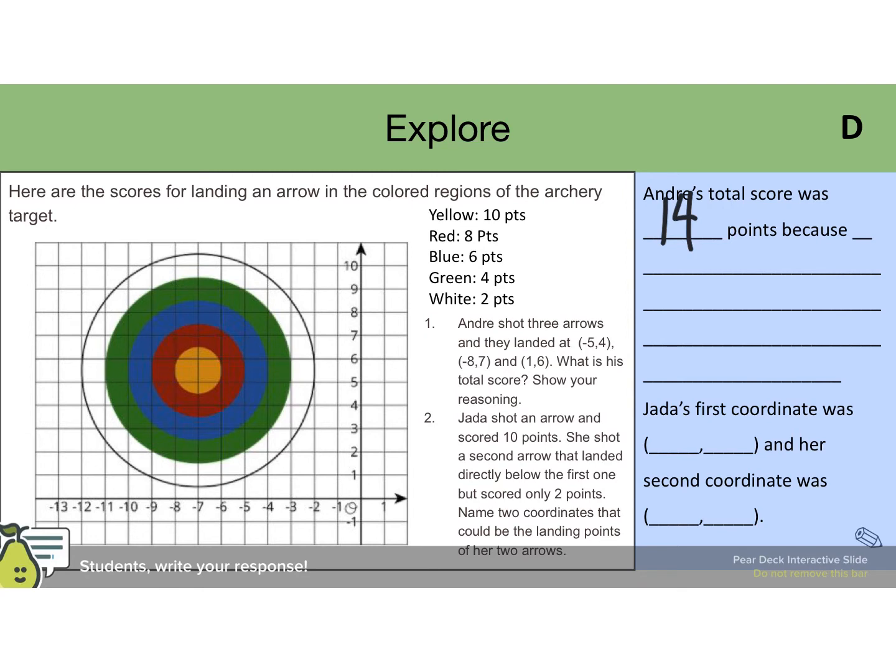The second question asks, Jada shot an arrow and scored 10 points. She shot a second arrow that landed directly below the first one but scored only 2 points. Name 2 coordinates that could be the landing points for her 2 arrows. And so this is a chance for students to realize that they're going to be in a vertical line. So this brings it back to their exploratory activity. And so an example of responses include negative 7 comma positive 5 and negative 7 comma 1.